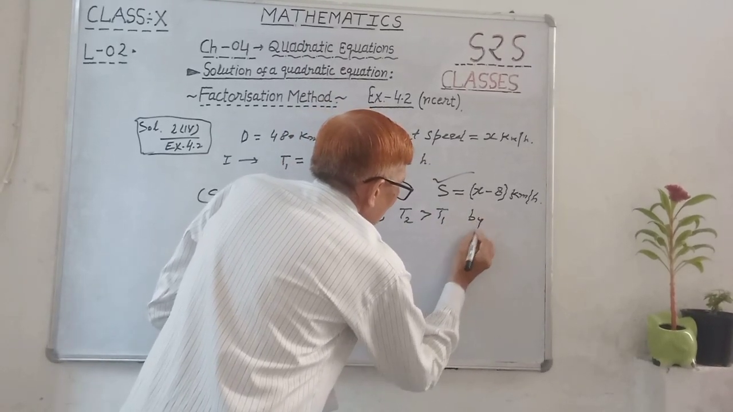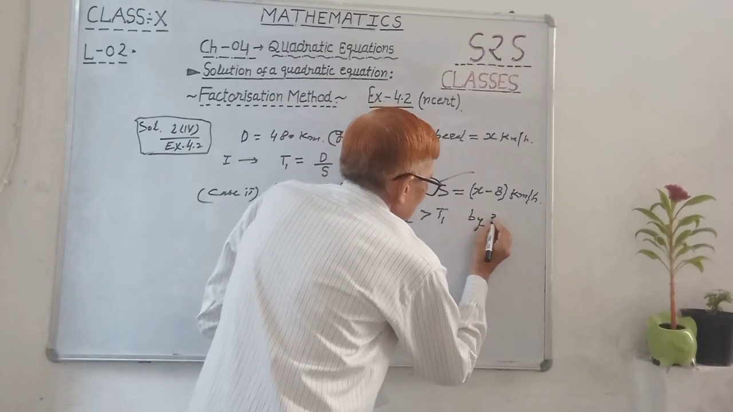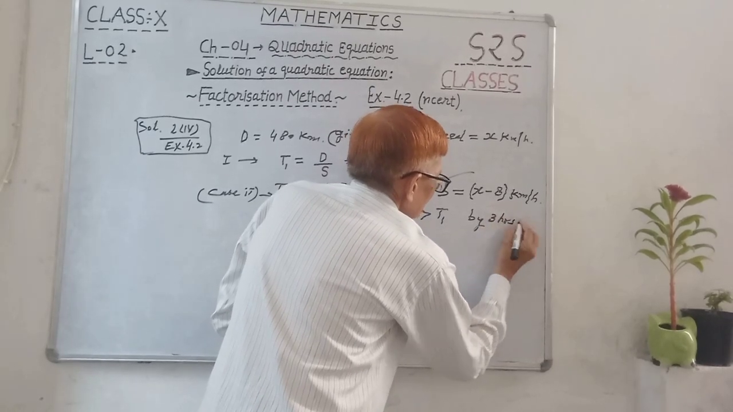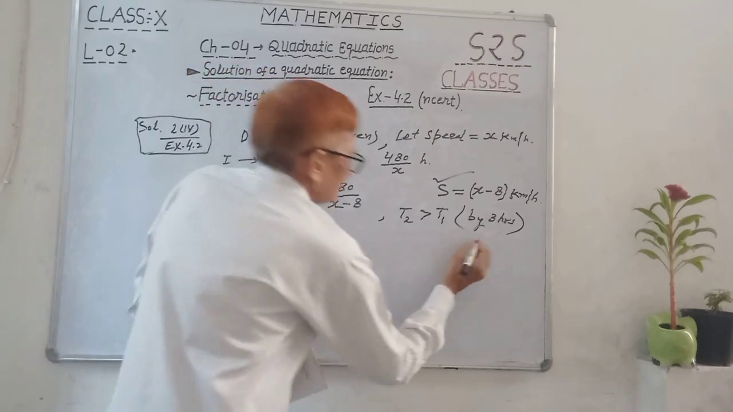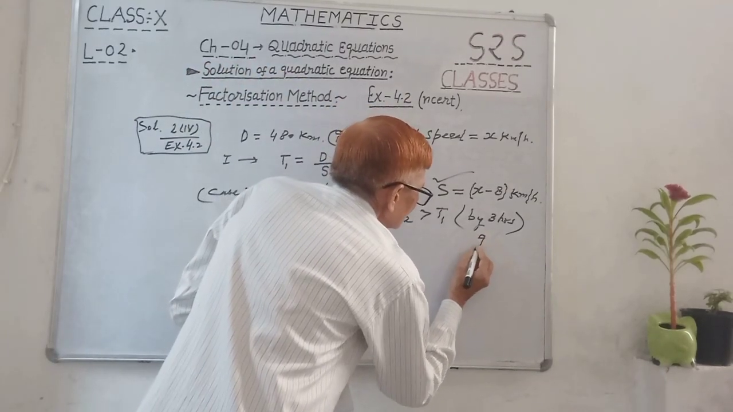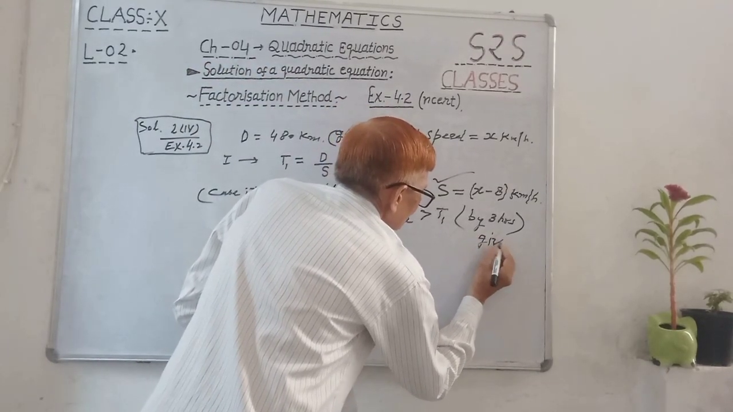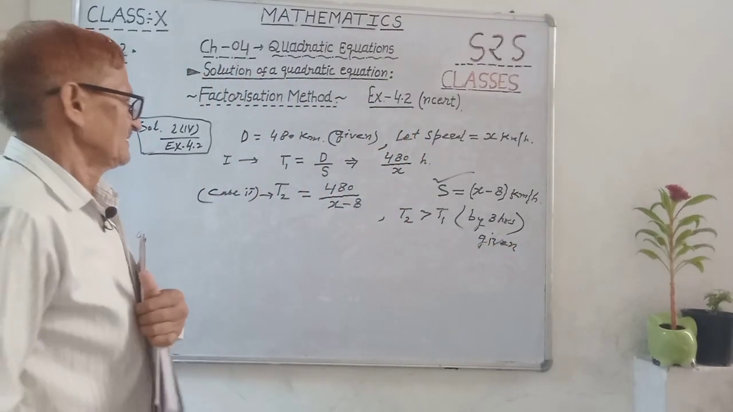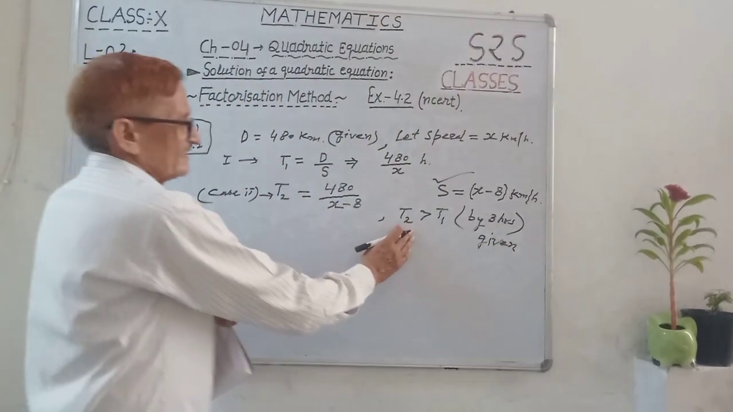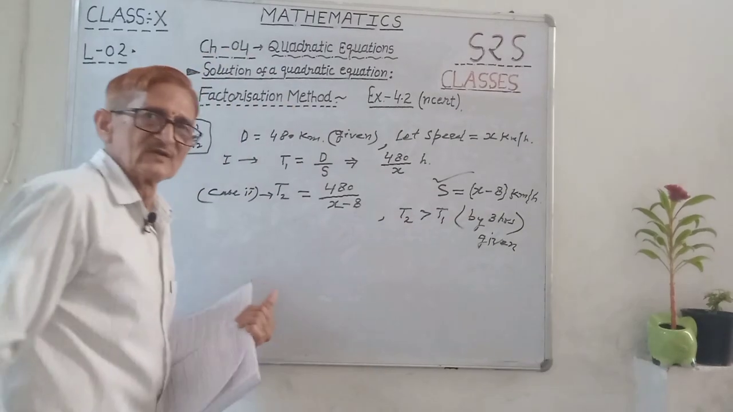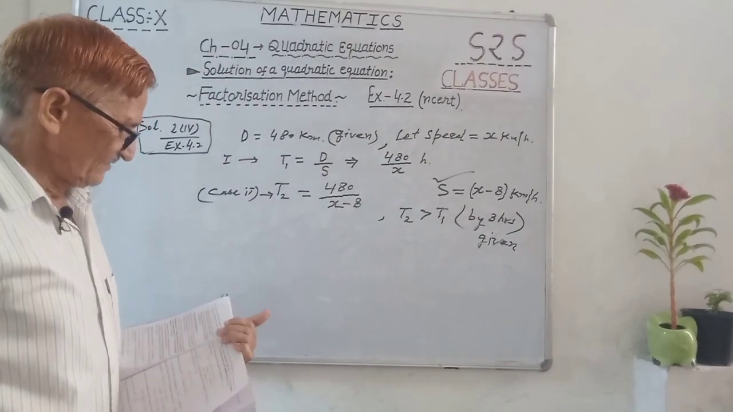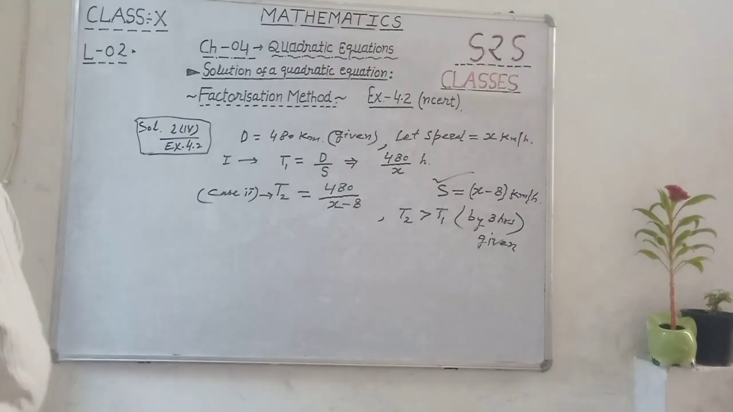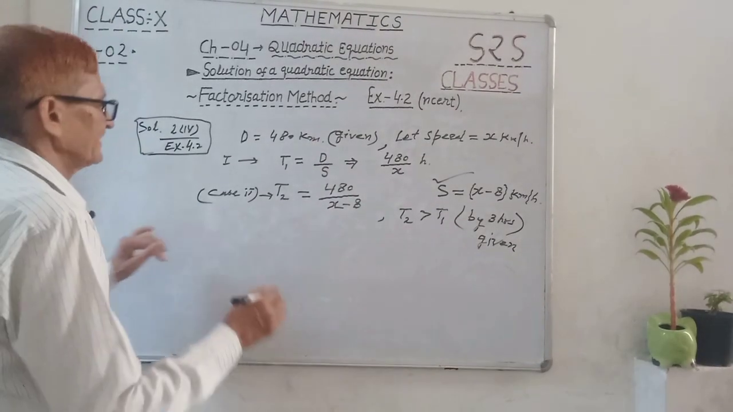By how much? 3 hours. By 3 hours. This is given. Okay? 3 hours. Speed is less, then time will be greater, and 3 hours more. In the second case, this is given, cover the same distance. We need to find speed, then make the relationship, make the quadratic equation.